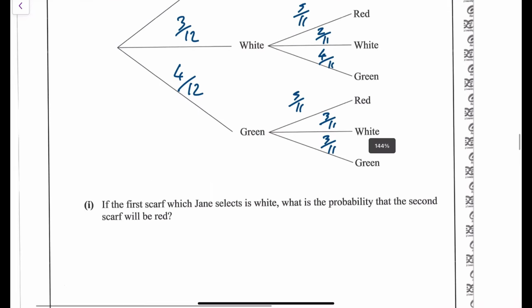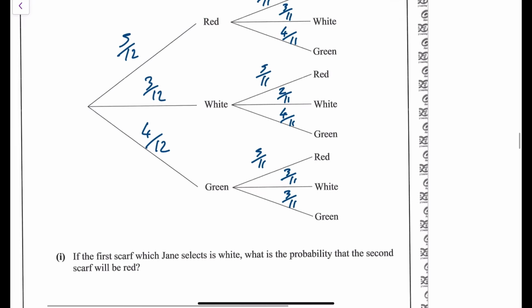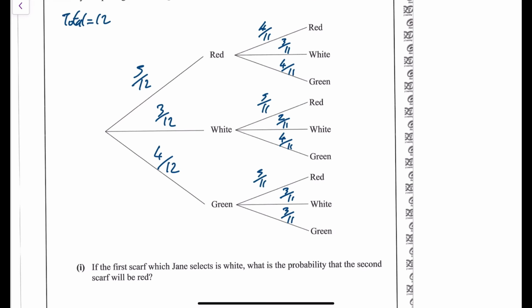This question says, if the first scarf which Jane selected is white, what is the probability the second scarf is red? So just for this then, we're looking for this probability. If the first scarf she selects is white, so white is this branch, and then we want to get a red after that. So it's 5 out of 11 is your answer there for that one.